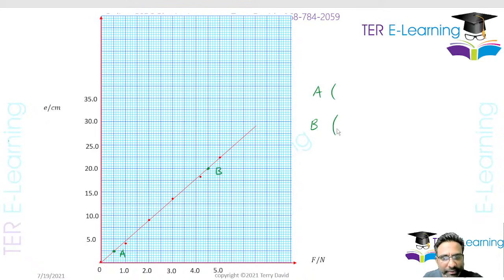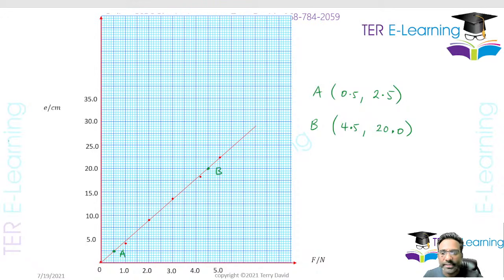So I'm looking at B. B is 4.5 against 20.0. That's my B. My point A here is actually 0.5 against 2.5. So you could select any 2 points you want and you will get the same gradient. It's up to you. Any 2 points you want, same gradient.